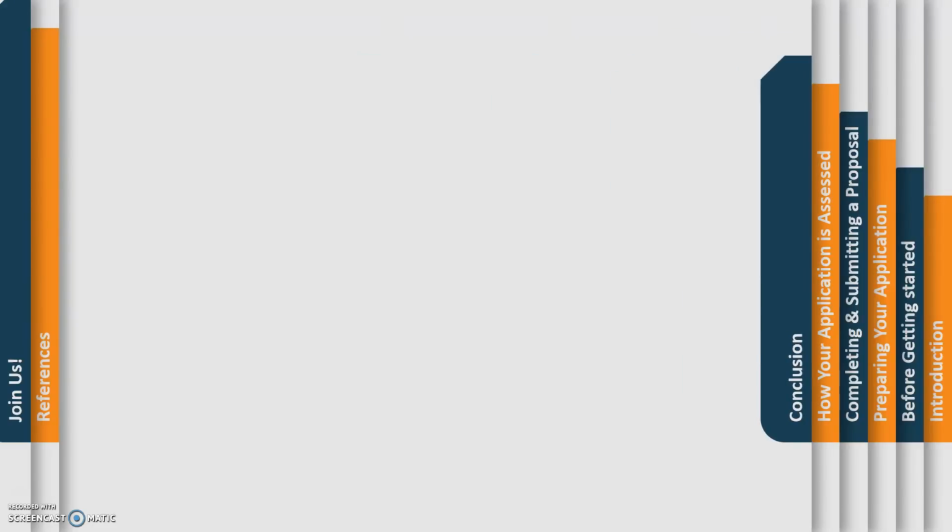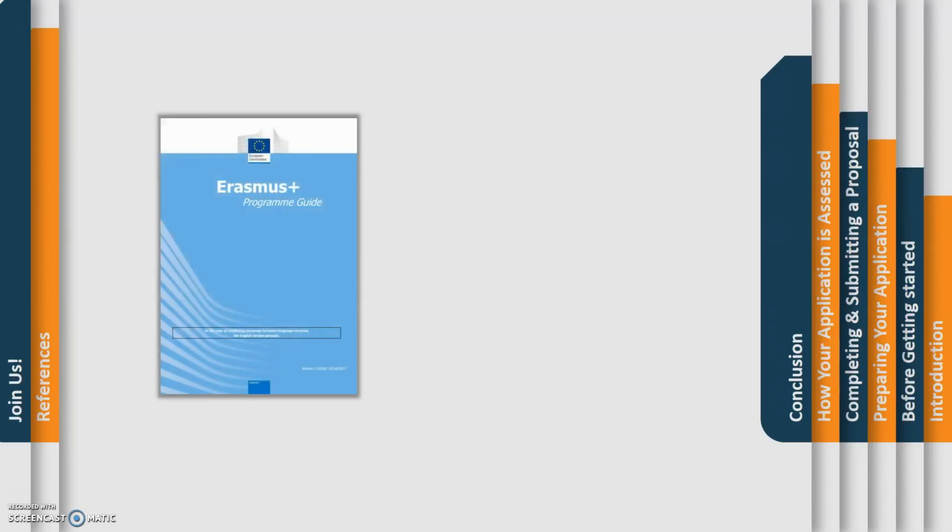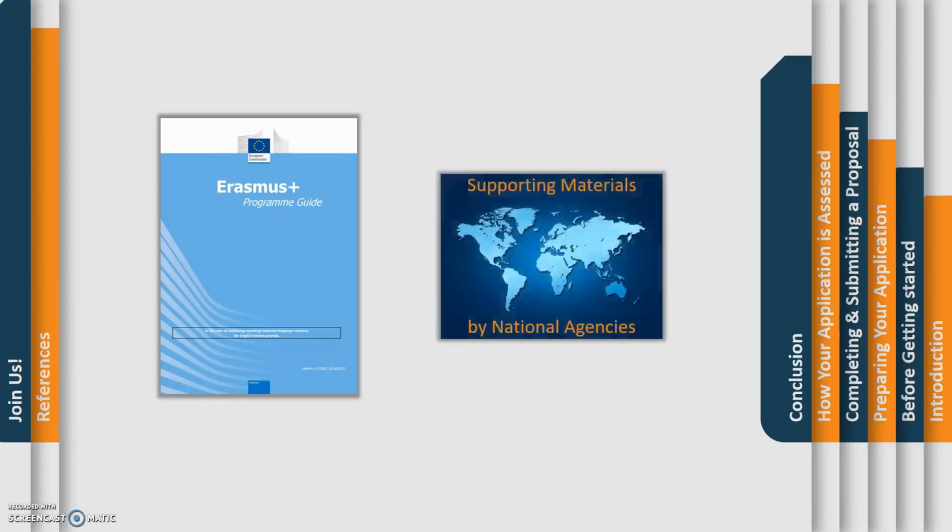Now you have an overview of the Erasmus Plus application process. In addition to following the online course, we recommend that you get familiar with the Erasmus Plus program guide and all the supporting materials provided by your national agency. The national agencies also run information activities to provide guidance to organizations on how to apply for funding. Make sure you attend their events and ask for advice.